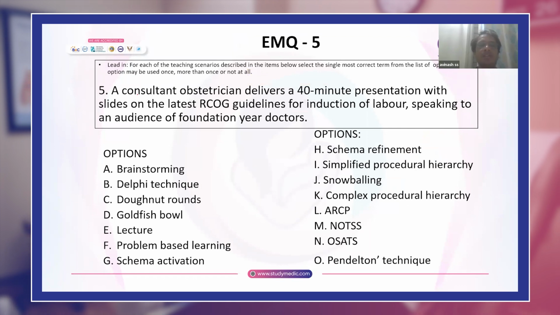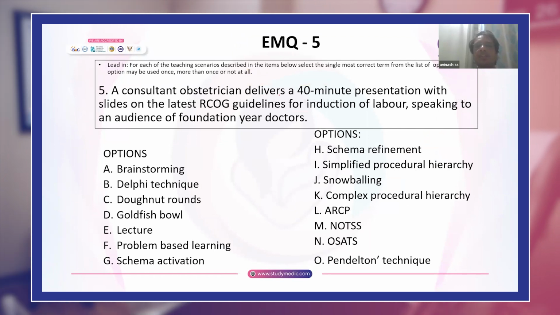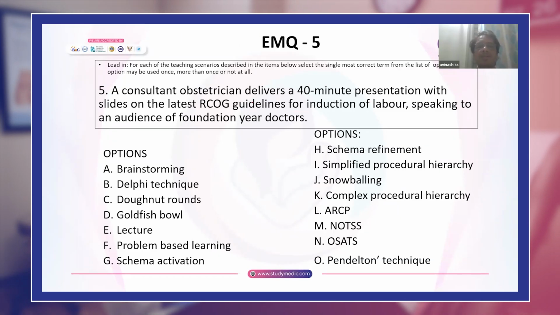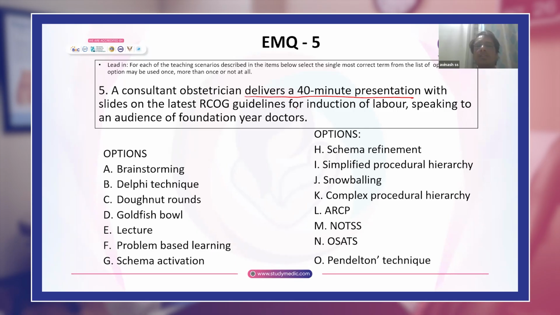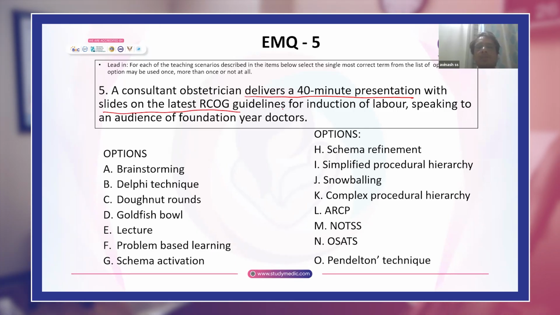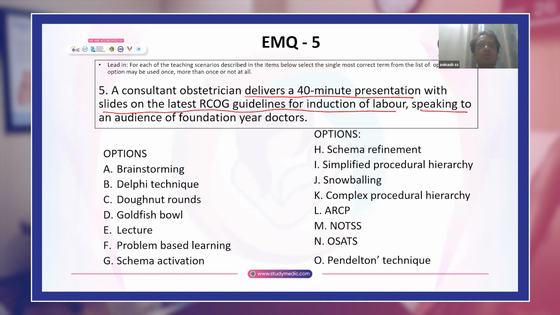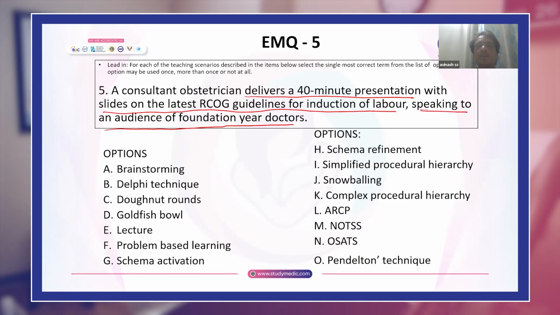Another EMQ scenario is a consultant obstetrician delivers a 40-minute presentation with slides on the latest RCOG guidelines for induction of labor. That means he is delivering a presentation on the latest RCOG guidelines. He is an expert on induction of labor, speaking to an audience of foundation year doctors. That means some people are listening passively while an expert is talking.